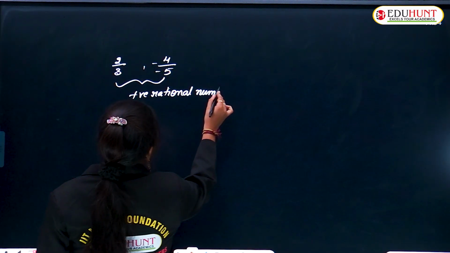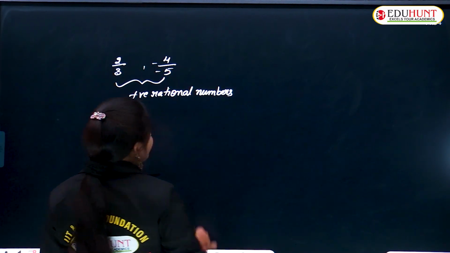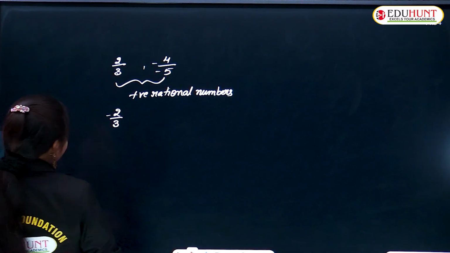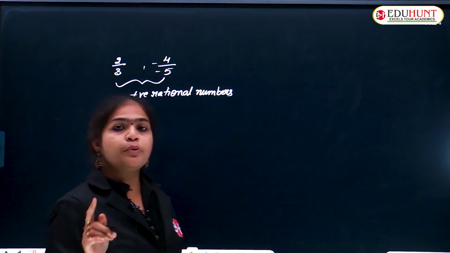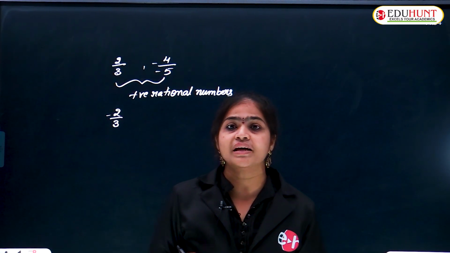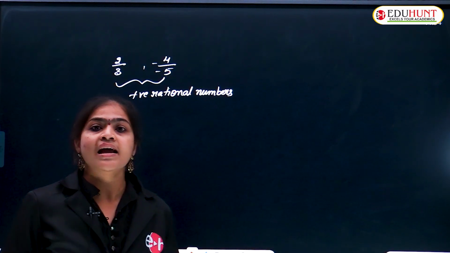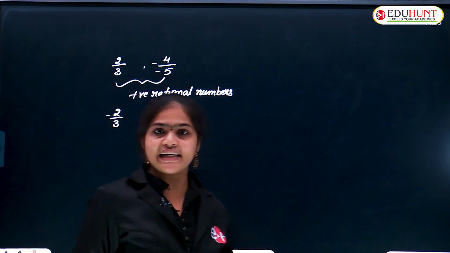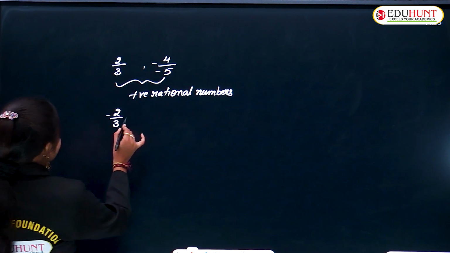Positive rational numbers. Okay, next one, see that here minus 2 by 3 is there. Minus 2 by 3, is it a positive rational number or negative rational number? Negative rational number. Why? Because the quotient of one positive integer and one negative integer is always negative. That's why this is a negative rational number.